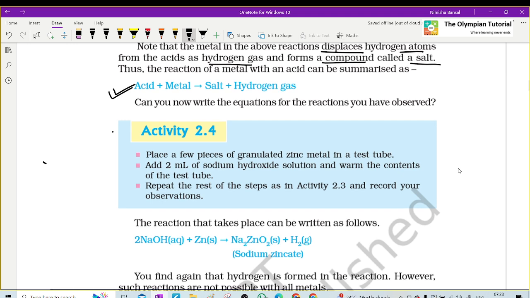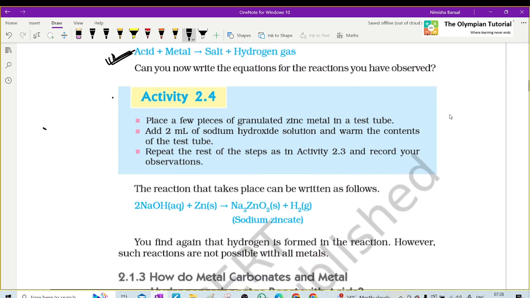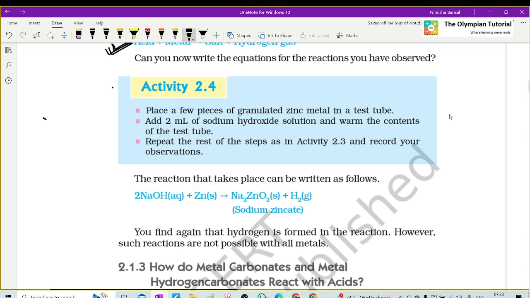Ma'am, should we write the equation? Equation you have not written? Already I told you to write. No, ma'am, like with each of the acids. Yes, we will write. HCl, yes, we will write. Wait, wait. We will write definitely.